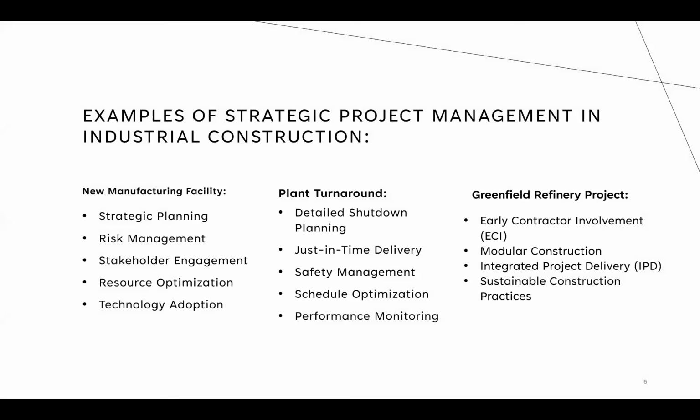Here are some examples in which we can use construction project management. In new manufacturing facilities: strategic planning, risk management, stakeholder engagement, resource optimization, and technology adoption. In plant turnaround: detailed shutdown planning, just-in-time delivery, safety management, schedule optimization, and performance monitoring. In greenfield refinery projects: early contractor involvement, modular construction, integrated project delivery, and sustainable construction practices.